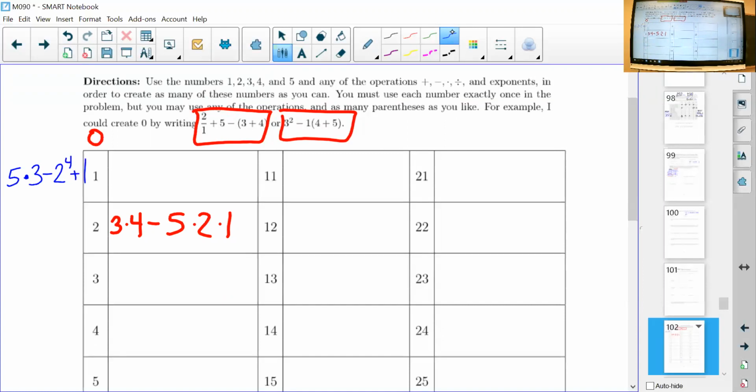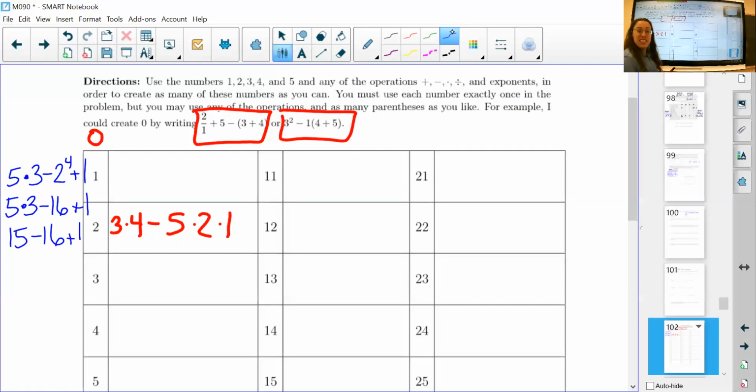Let's see what that gives us. Okay, where do I start? No grouping symbols, so I'll start with my exponents. 2 to the 4th, 2 times 2 is 4, times 2 is 8, times 2 is 16. So I have 5 times 3 minus 16 plus 1. Next I'll multiply. 5 times 3, I get 15 minus 16 plus 1.